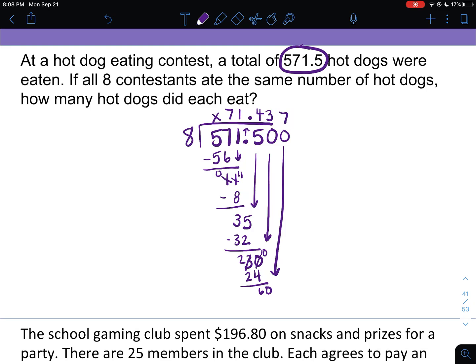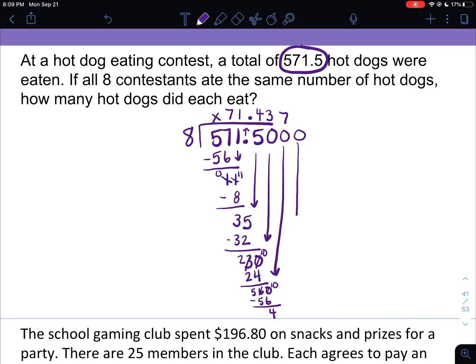Does 8 go into 60? It does. It goes in 7 times. 8 times 7 is 56. Subtract. Can't do it, so borrow. This becomes a 10. 10 minus 6 is 4.